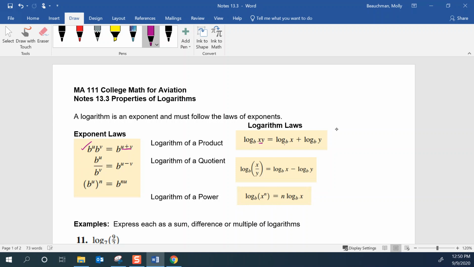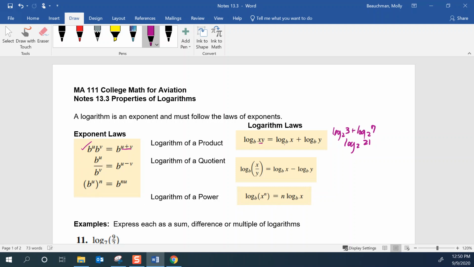So an example of that, log base 2 of 3 plus log base 2 of 7 is equal to log base 2 of 3 times 7, which is 21. So we can combine. So we can go either direction. We can start with log base 2 of 21, which is the log base 2 of 3 times 7, and then split it up into log base 2 of 3 plus the log base 2 of 7.